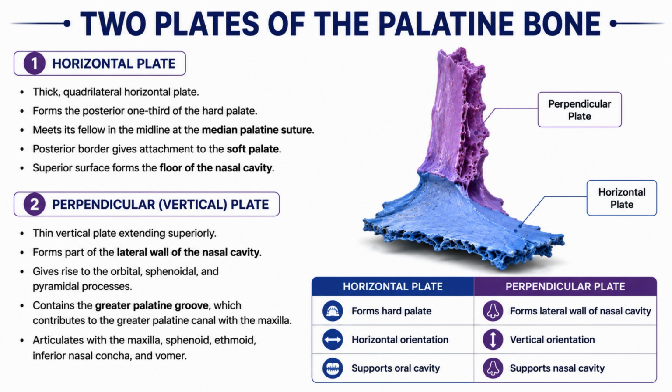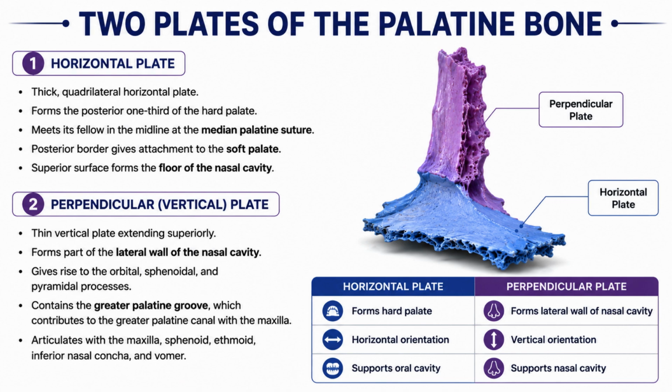Then the perpendicular plate. Perpendicular plate extends superiorly, that is upwards. See the diagram? It forms the lateral wall of the nasal cavity. In the perpendicular plate, three processes are present: orbital, sphenoidal and the pyramidal processes. It also contains the greater palatine groove, which contributes to the greater palatine canal within the maxilla. We have already seen that it also articulates with the maxilla, sphenoidal and the ethmoidal bones, inferior nasal concha and the vomer bones.